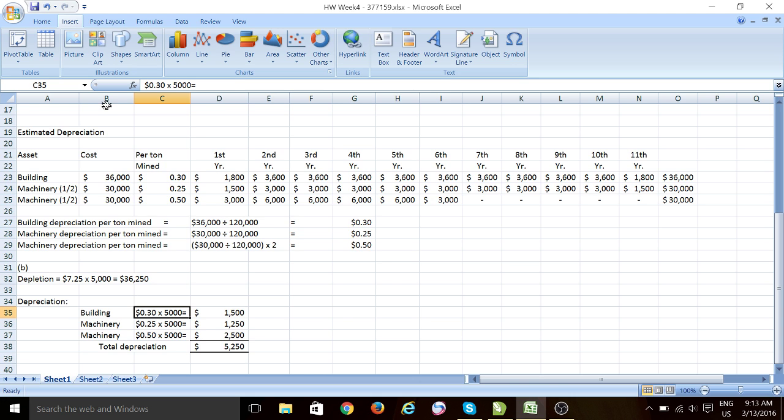And then for the depreciation of the building, we got per ton cost 0.30 times 5,000, and we have 1,500. For the first machinery, 0.25 times 5,000, we got 1,250, and then the second machinery, we got 2 times the first machinery amount, which is 2,500, and we sum them up and we get 5,250.